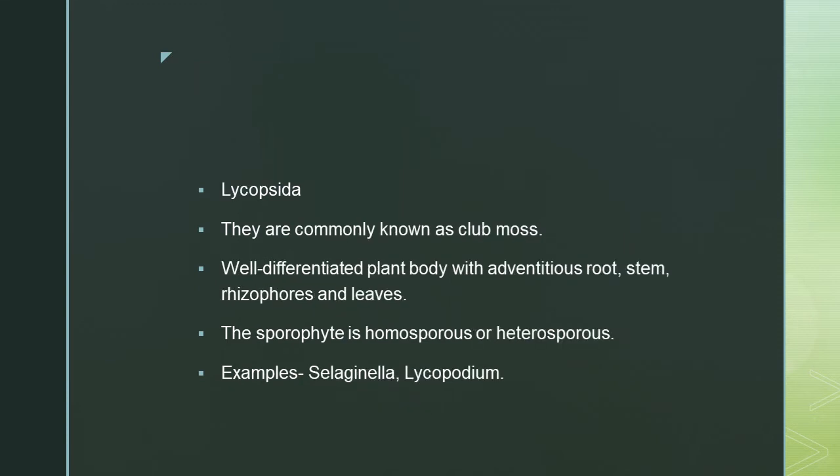Lycopsida, examples are Selaginella and Lycopodium. They are commonly known as the club moss. Over here, don't get confused. Mosses are the classification of bryophytes, so they will also have the thallus type of body. Adventitious roots are the false roots, and that is why they are called club moss. The sporophyte is homosporous and it can be heterosporous too.